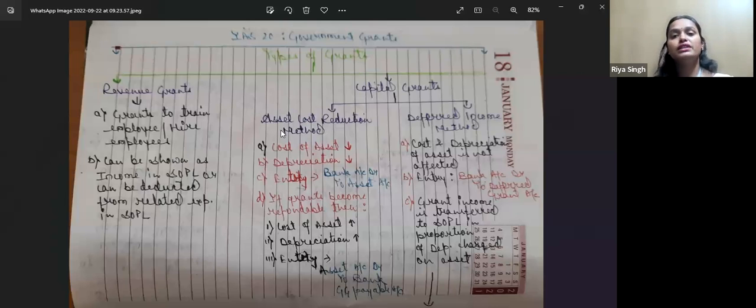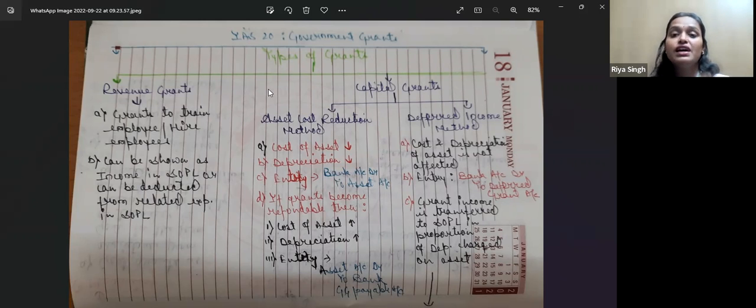So now what are the types of grants here? If we talk about the types of grant, there are two grants. First is revenue grant and second is capital grant. Now, what is the definition of revenue or capital grants? Basically, if we are receiving any grant from the government to train the employees or to hire any employees, then that grant will be your revenue grant.